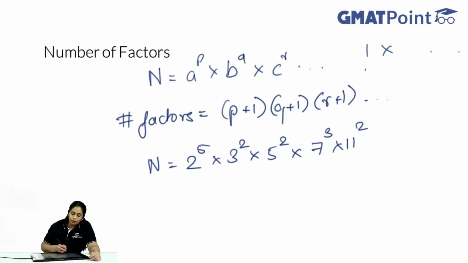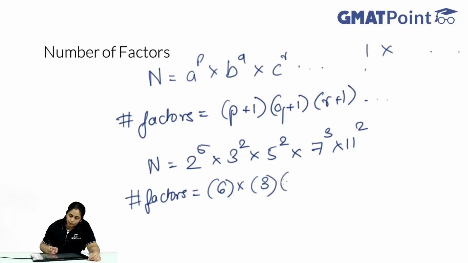According to the formula, what would be the number of factors of n? This is 5, so this would be 5 plus 1, that is 6. This is 2, so q plus 1 would be 3. This is 2, so this plus 1 would be again 3. This is 3, so 3 plus 1 is 4. This is 2, so 2 plus 1 is 3. So this is basically 6 into 3 into 3 into 4 into 3.